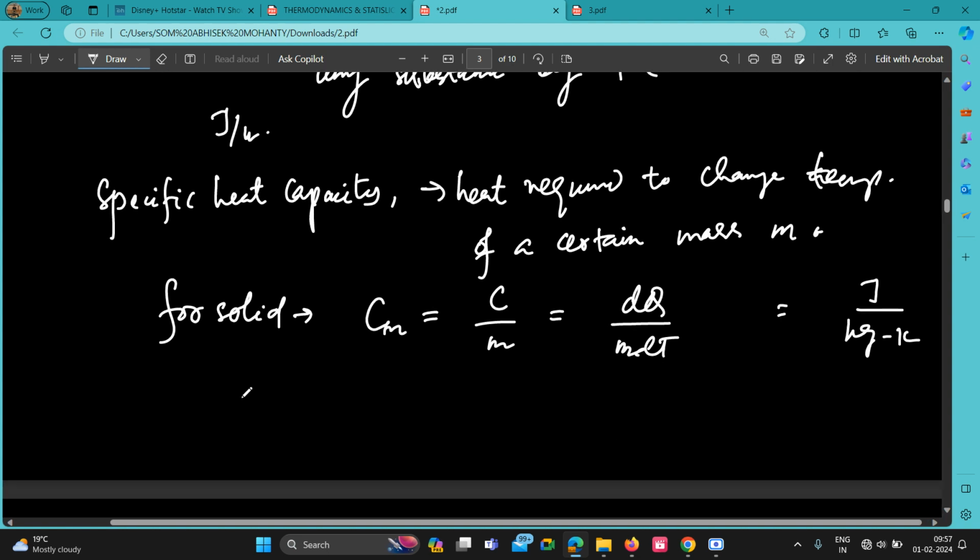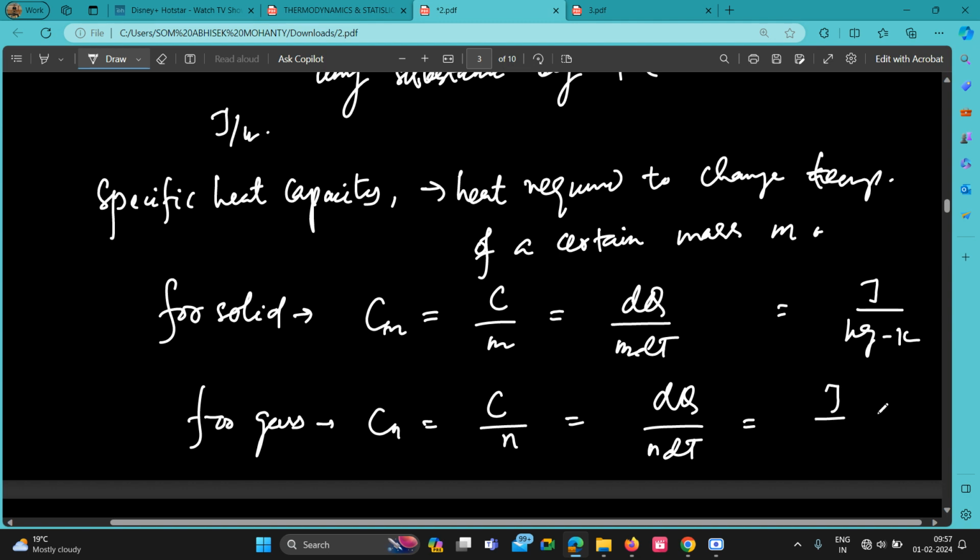But for gases it will be Cn, because mole will come into the picture. Mass won't be there, kg won't be there. So dQ/(n dT), where n is the mole, with unit joule per mole per Kelvin.